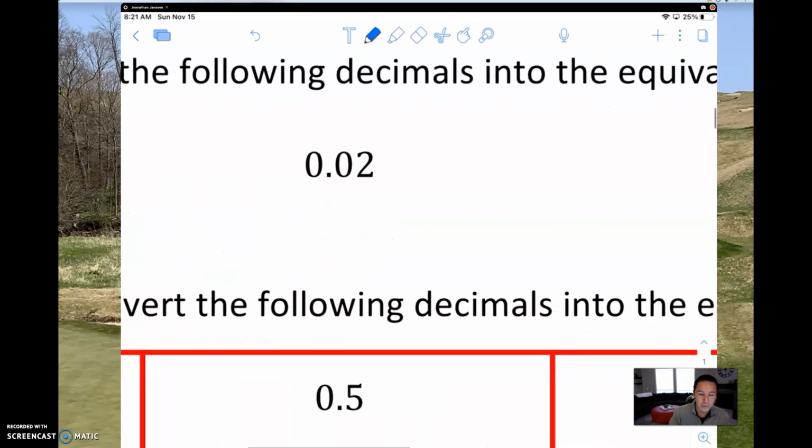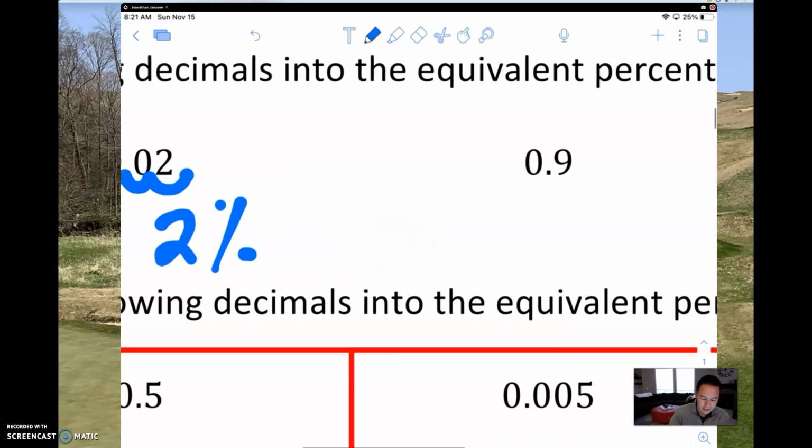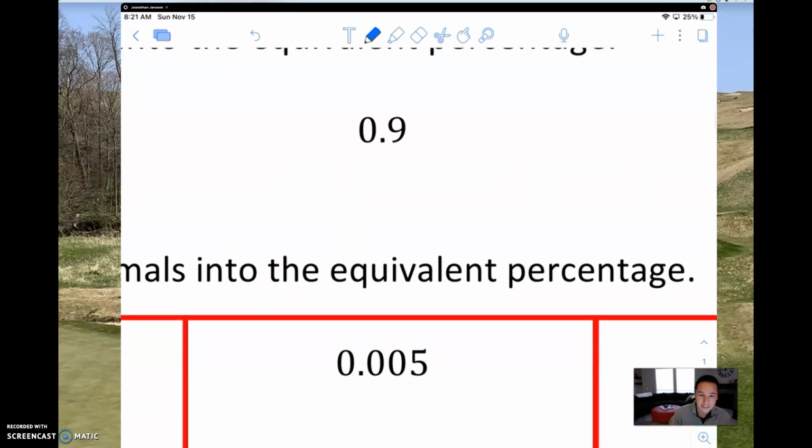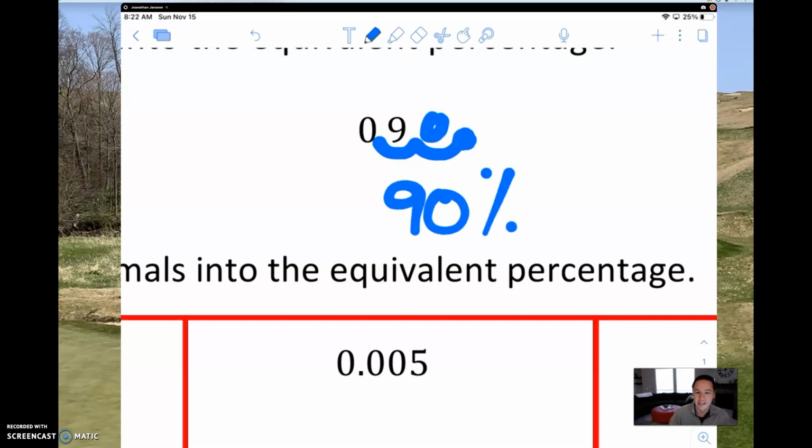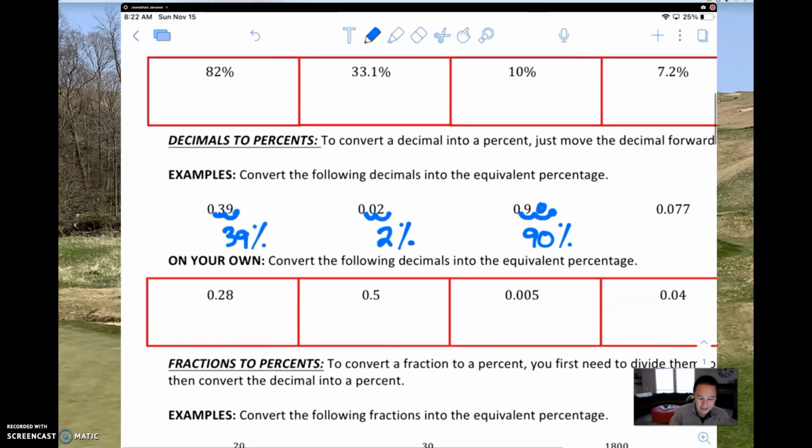If we have 0.02, we're going to move that over 2 spots, and that would be 2%. So 0.02 represents 2%. We have 0.9. This one's another tricky one. If we take that decimal and move it 1, 2 spots, there's a new decimal. We have to fill that in with a 0 there. So it would become 90%. So 0.9 is 90%.